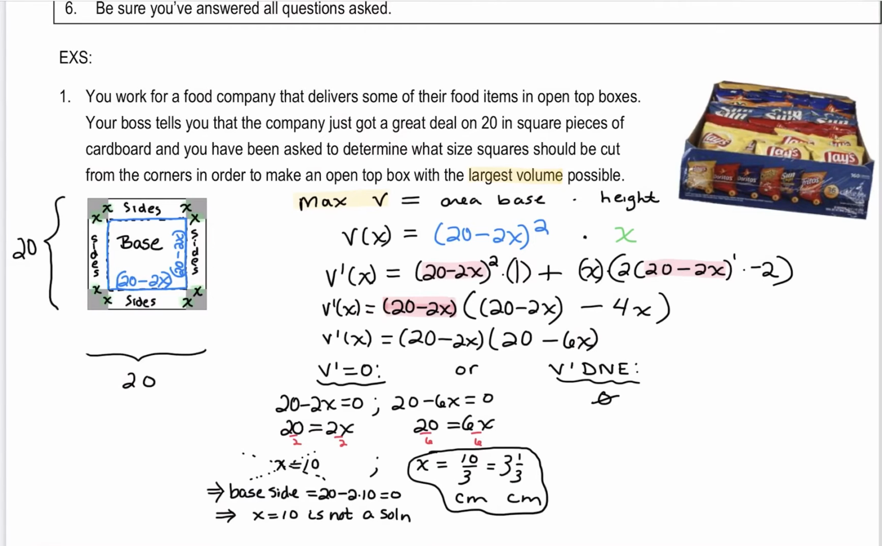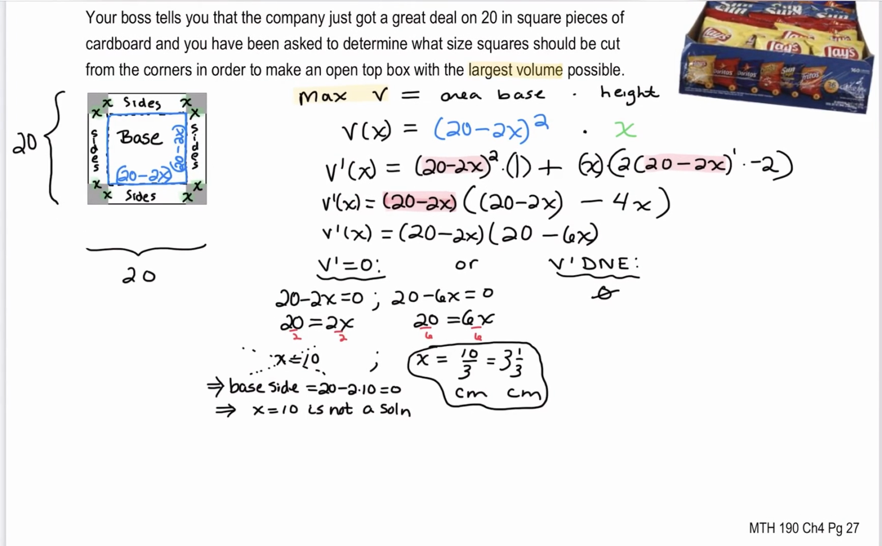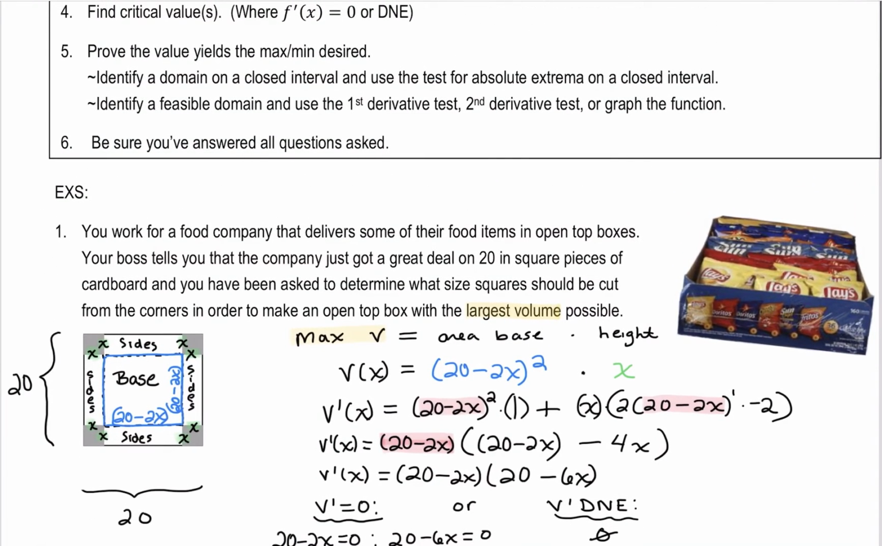So we need to verify this 10 thirds. The last step is always going to be this verifying step. We need to verify that x equals 10 thirds is actually going to give the max value here. Now, how do we tell if something's a maximum? Well, we have developed several tests, and this is what step 5 here is about. You could identify a closed interval and do the test for absolute extreme on the closed interval. That's what I'm going to do here.